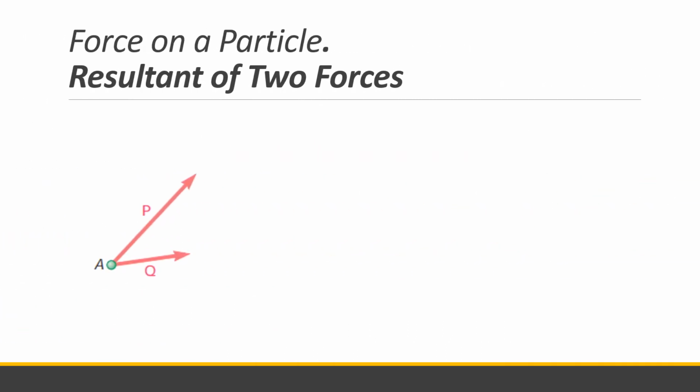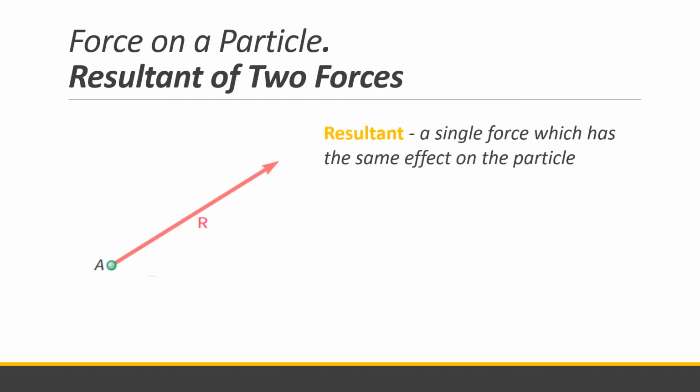Okay, so experimental evidence shows that two forces such as P and Q acting on a particle A can be replaced by a single force R, which has the same effect on the particle. So this force is called the resultant. So it is a single force which has the same effect on a particle. So for example, yung A natin.